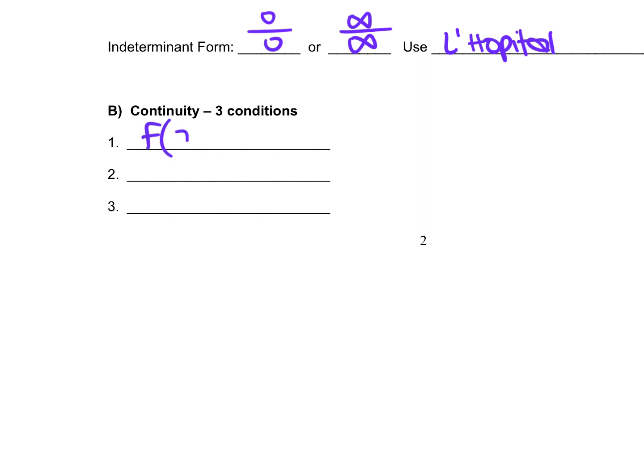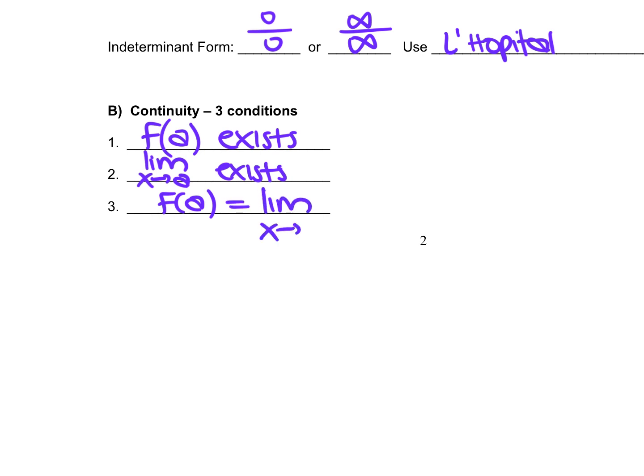First was that f of the value had to exist. Second was, given what we're talking about, the limit at that value had to exist. And then third was what had to be true about what those equaled. They were the same. So our third was that f of that value must equal the limit at that value. I should say of f of x there.